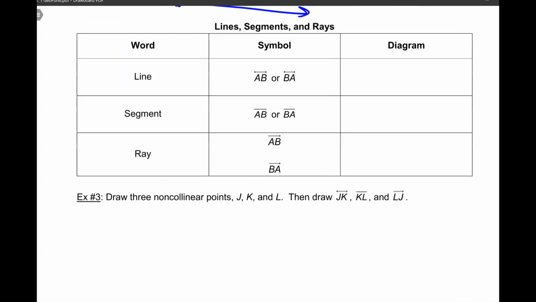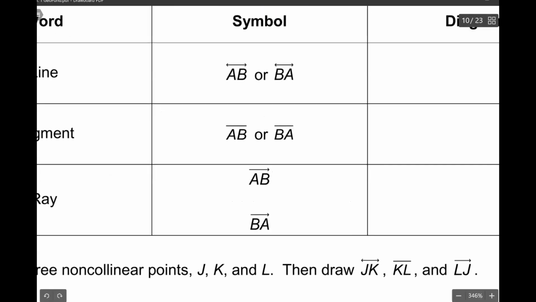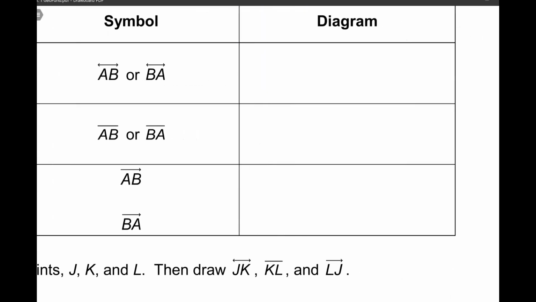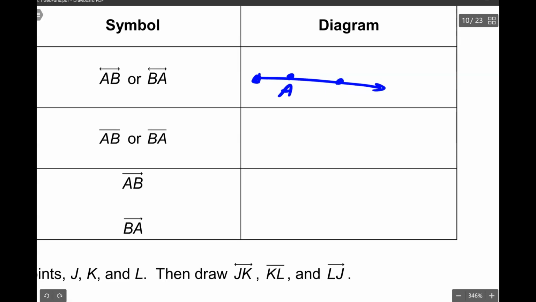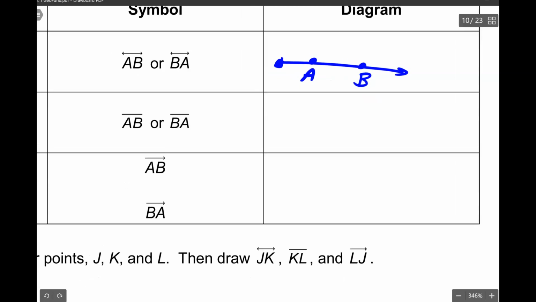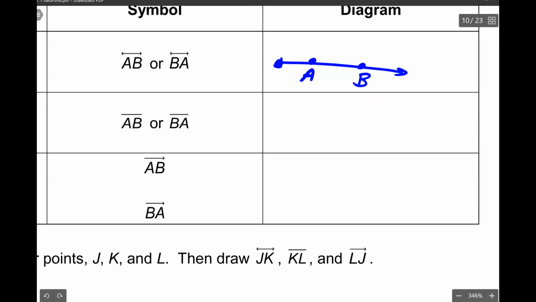So if I have a line, the symbol is the letters AB with a line on top, or BA. Let's draw it over here. Okay, ready? So this is a line, and then I have point A. Oops, it's moving on me. And then B. There you go. So I could either name it line AB or line BA. Okay, ready for segment? So if I have a segment, I just want the portion that starts at A and ends at B, or starts at B and goes to A. Only the portion in between.